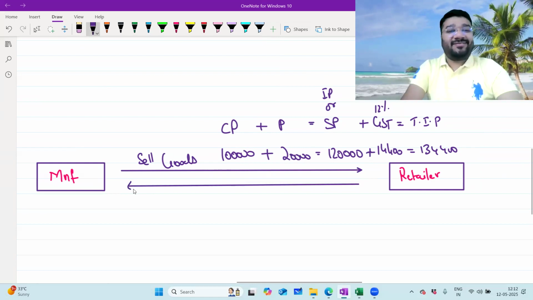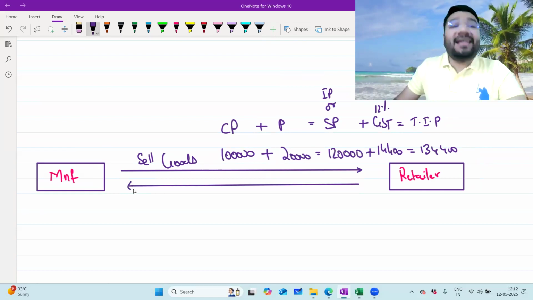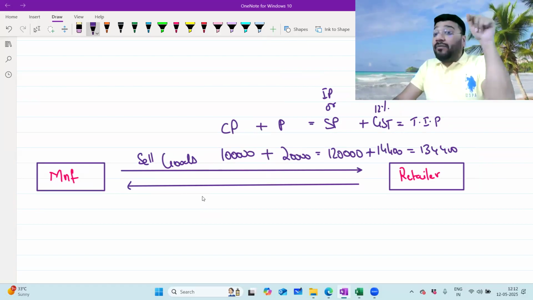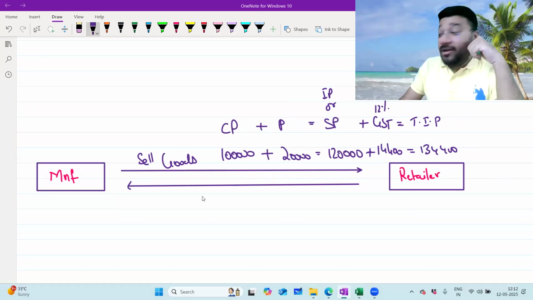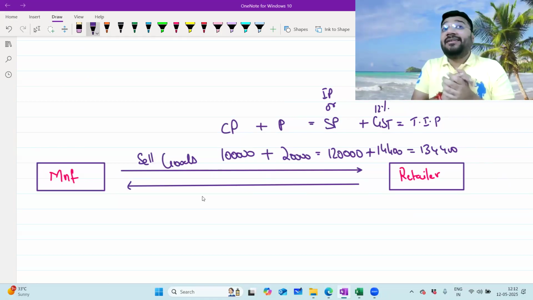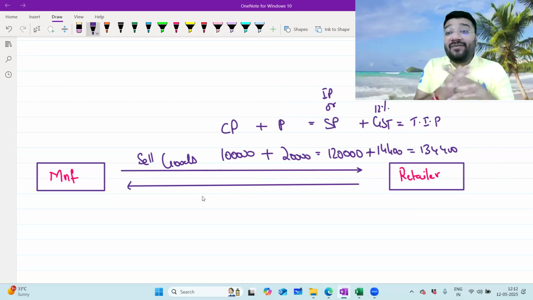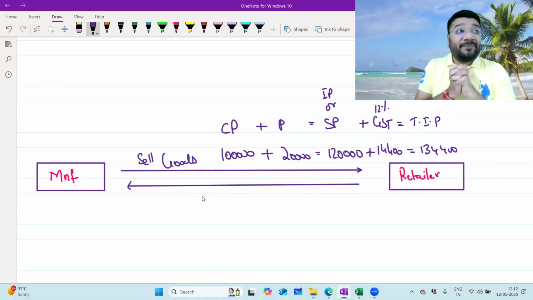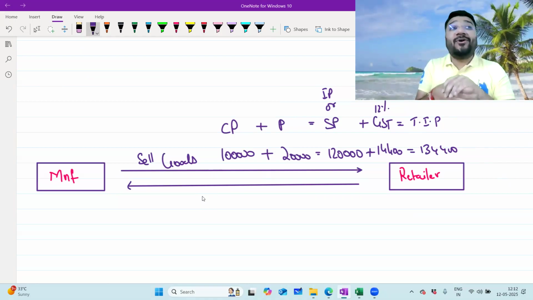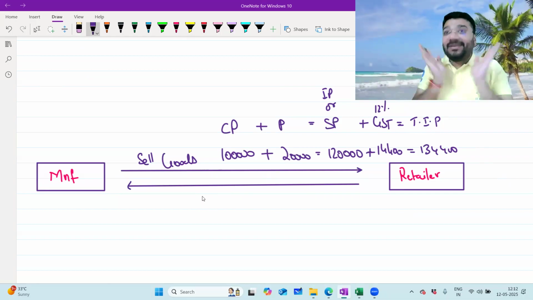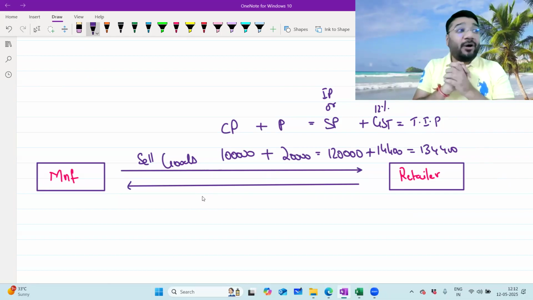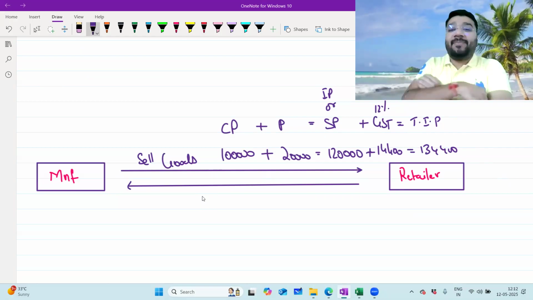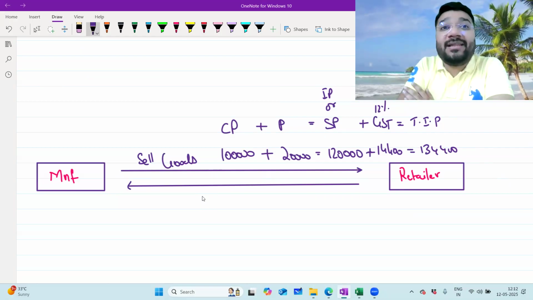I'll put an arrow. How much money will the retailer pay to the manufacturer? 1,20,000 or 134,400? Bear in mind, GST is to be paid by the end customer. You are saying 1,34,400 the retailer has to pay. So GST, from whose pocket is it going for now? Retailer. Now think and tell me, how much should the retailer pay? 134,400 or 1,20,000?